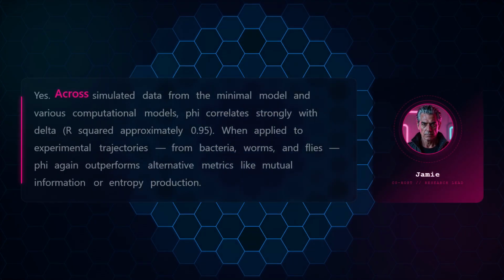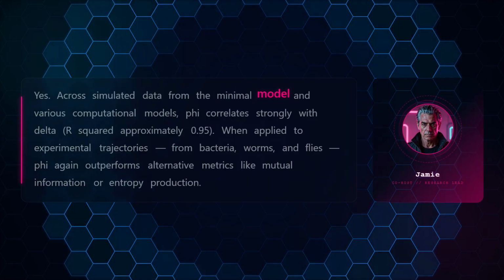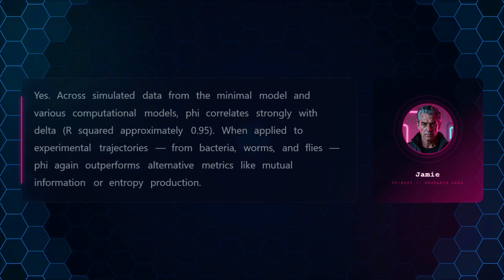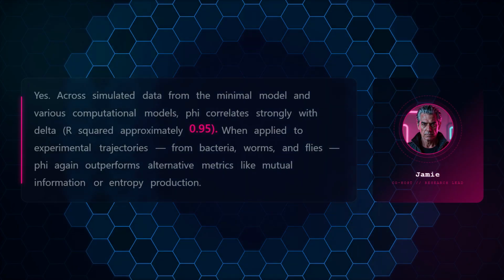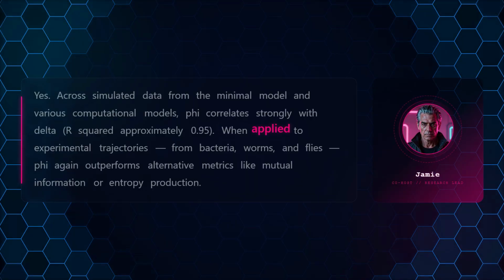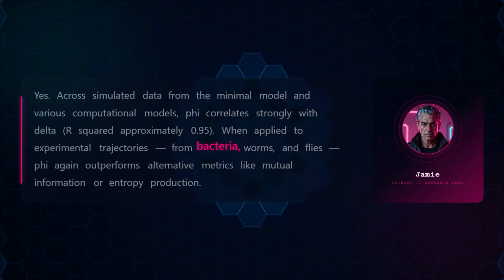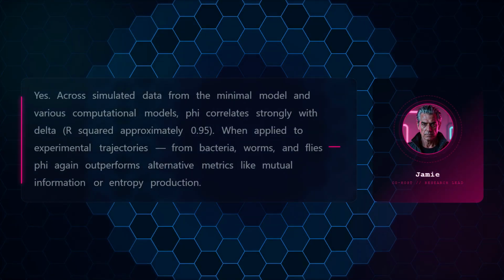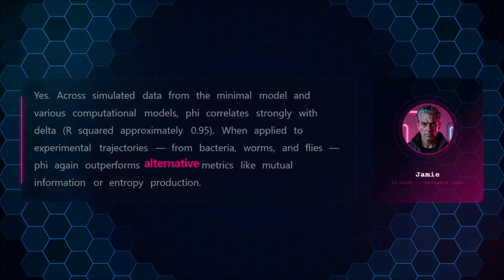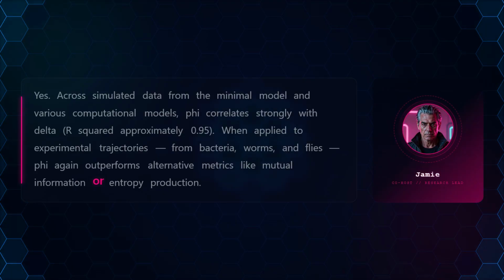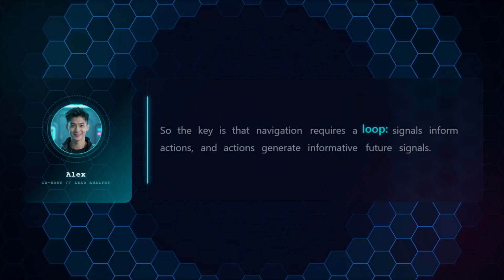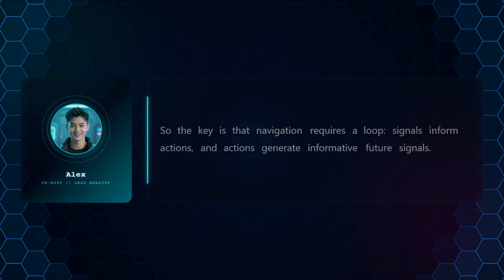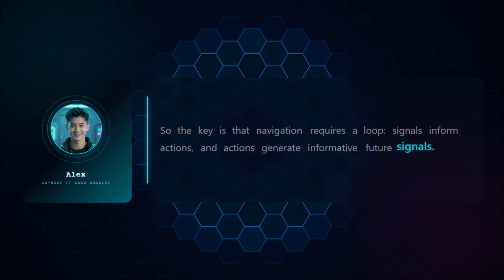Yes. Across simulated data from the minimal model and various computational models, phi correlates strongly with delta, r squared approximately 0.95. When applied to experimental trajectories from bacteria, worms, and flies, phi again outperforms alternative metrics like mutual information or entropy production. So the key is that navigation requires a loop. Signals inform actions, and actions generate informative future signals.